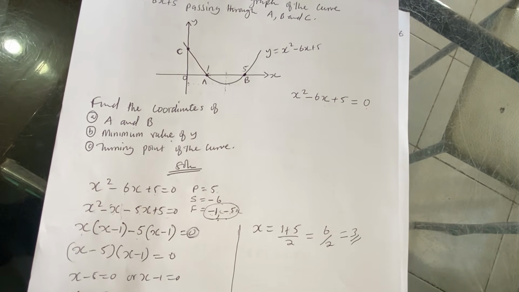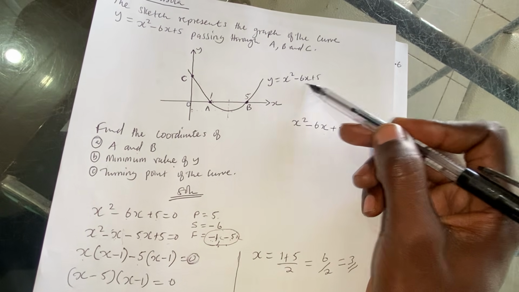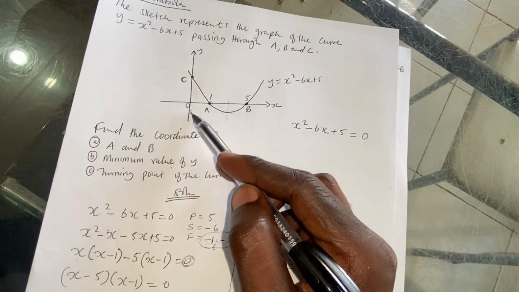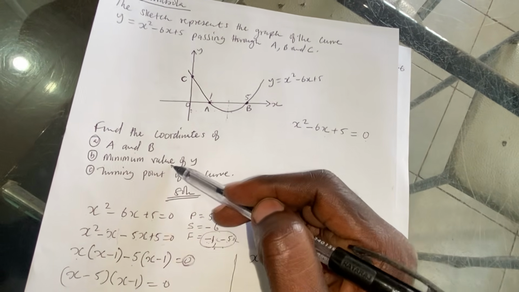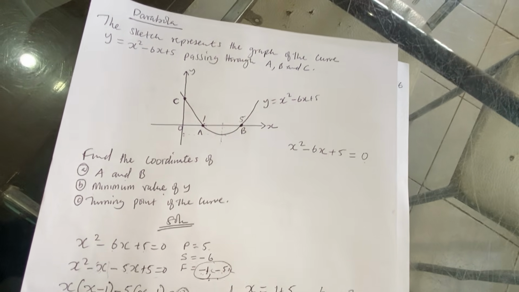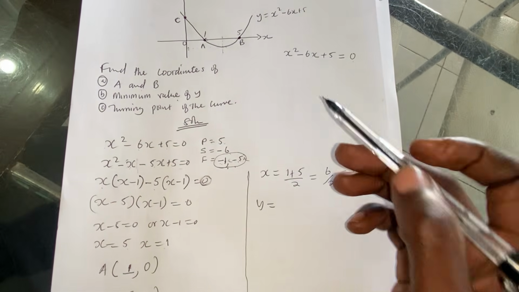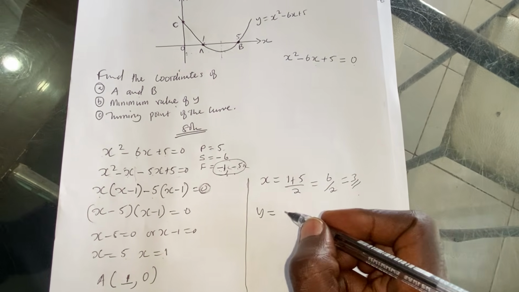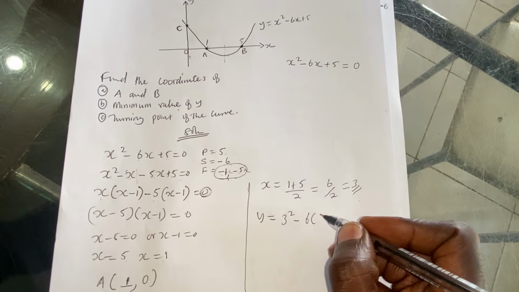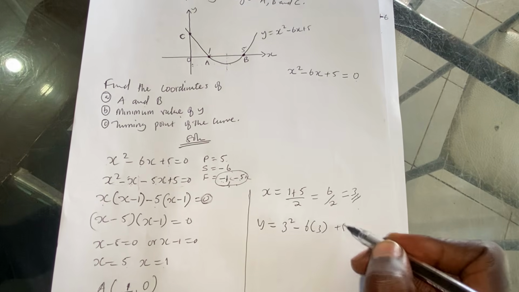So now what do you do? You go back to the original equation. Wherever there's x, substitute with 3. Then you find the value of y. So that value of y is the minimum value. So y is equal to, from the original equation, where there's x, you put 3. So it will be 3 squared minus 6, open bracket, where there's x again, you put 3, then plus 5.